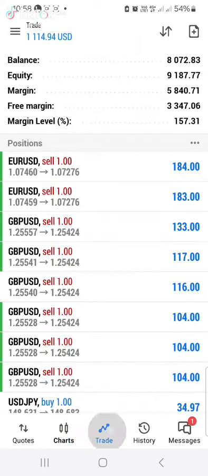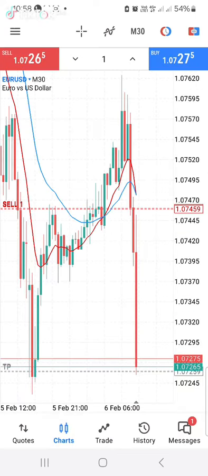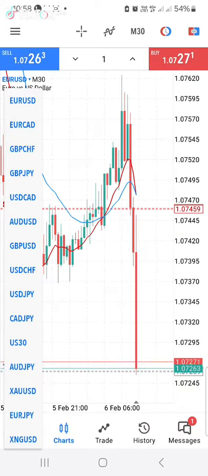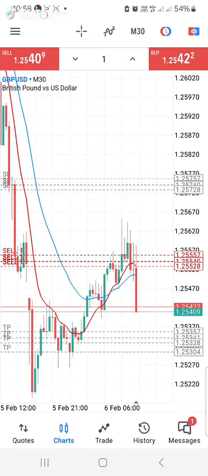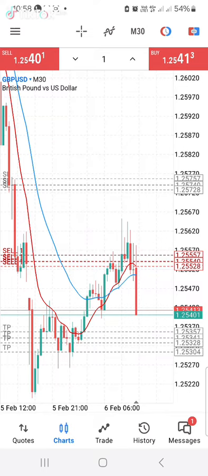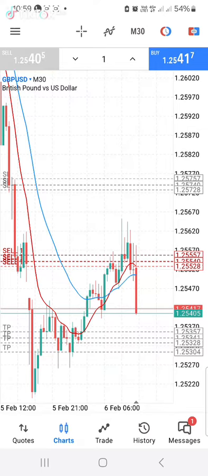Let's check out the others. Let's check out pounds, euro USD. Let's see pounds USDT. Pounds USDT has a long way to go for it to hit the take profit. I am sure of this analysis that I did, and I believe it's gonna hit my take profits. You can see how the chart looks.